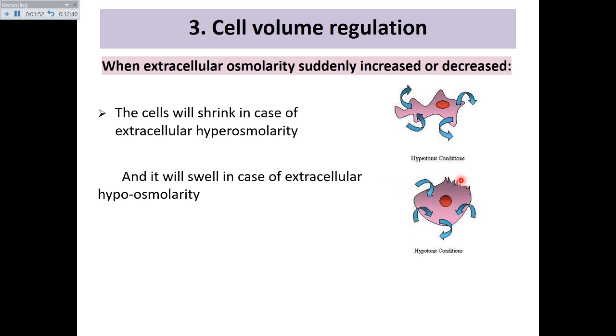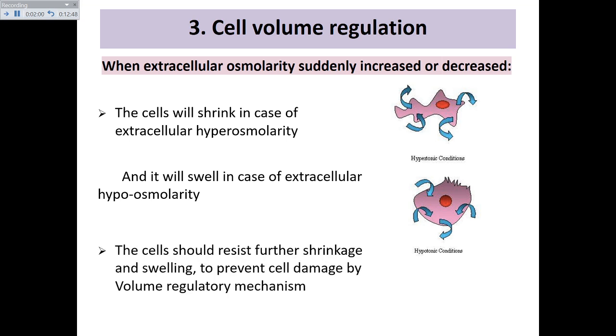So it will cause swelling of the cells. How can the cell resist this? The cell tries to resist this and responds by activating several ion transporters also, to prevent further swelling and further shrinkage.